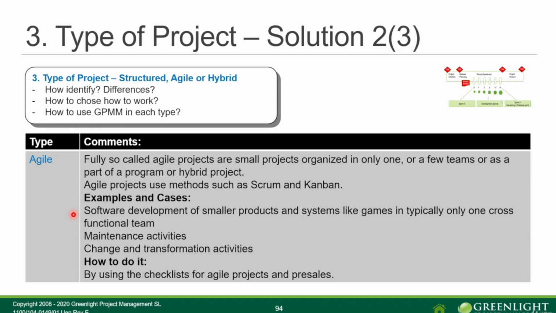But if you start to have several teams, you need a lot more coordination and so. And then we would actually recommend the next one, the hybrid way of working, also using structured product management as a part of the ongoing activities, or the activities of the project. In this case, we could also see maintenance activities or maybe change and transformation activities.